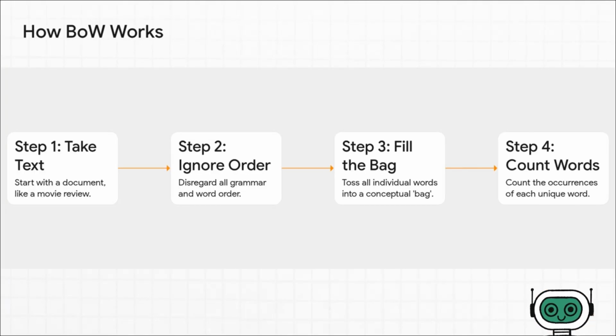Okay, so here's how you can picture it. First, you take a sentence. Now, and this is the most important part, you decide to completely ignore all grammar and word order. You literally just imagine tossing every single word from the sentence into a big, jumbled bag, and then you simply reach in and count how many times each unique word appears. That's it. What you're left with is a simple count for every word in that text.